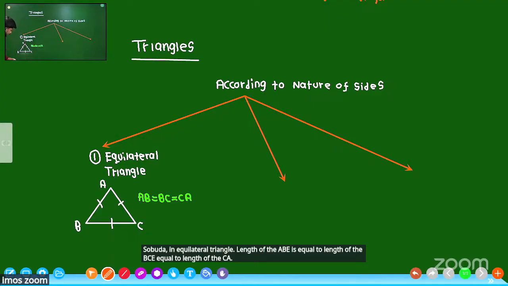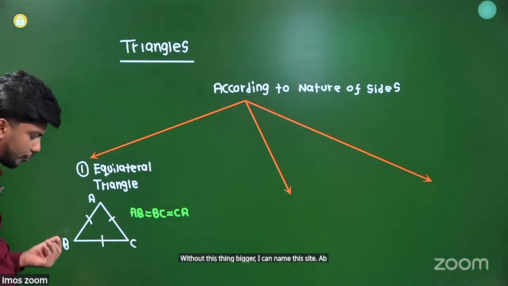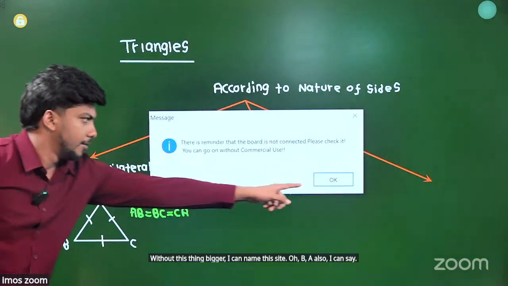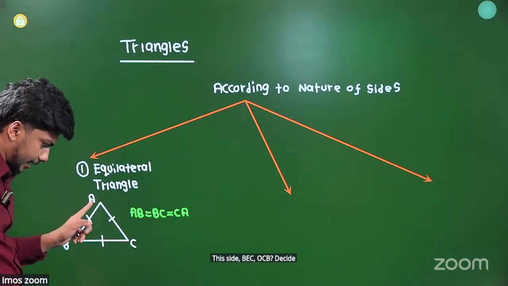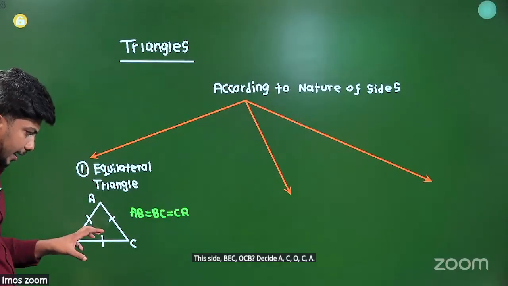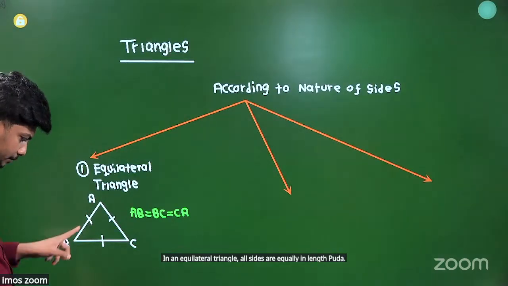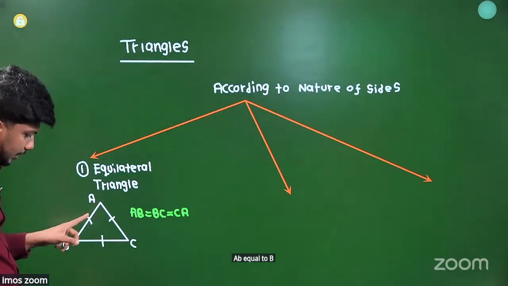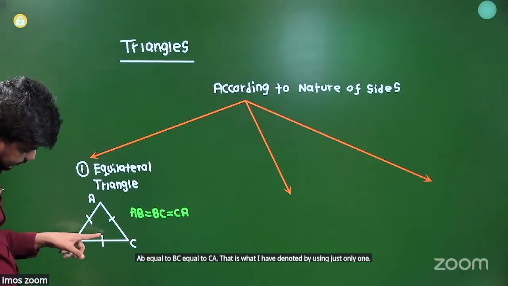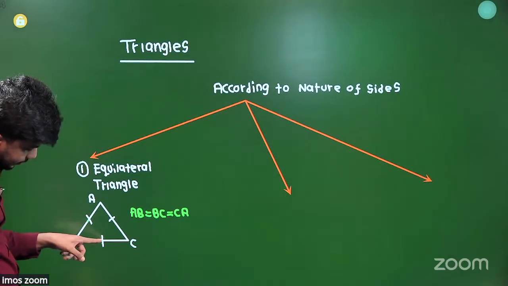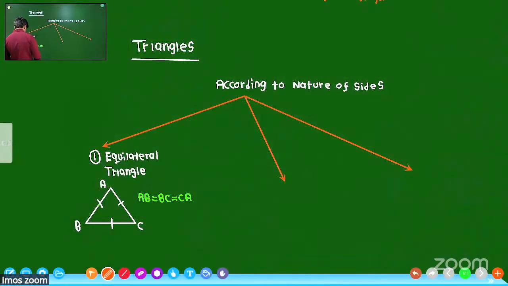මේ side එක AB කියලා name කරන්න පුළුවන්, or BA also I can say. This side BC or CB. This side AC or CA. In an equilateral triangle, all sides are equal in length, Puta. AB equal to BC equal to CA. That is what I have denoted by using just one small mark. මේ තුන් දෙනාම එකිනෙකට සමානයි. Right?